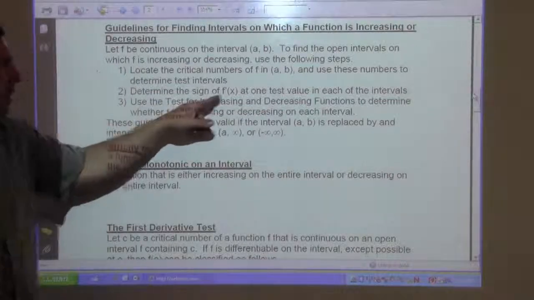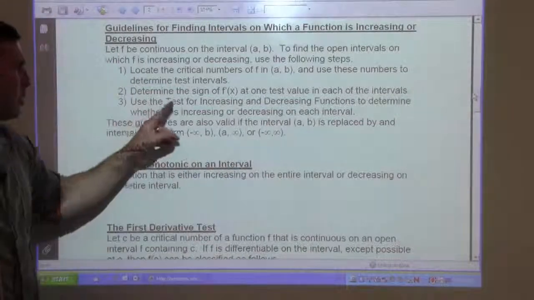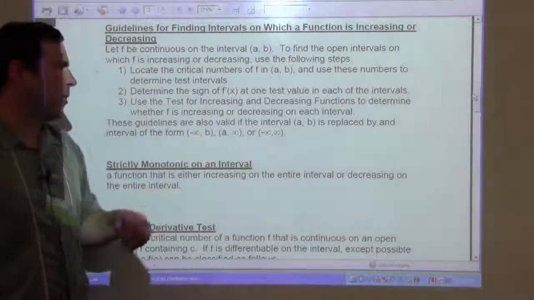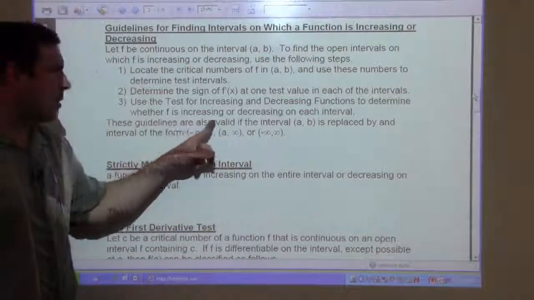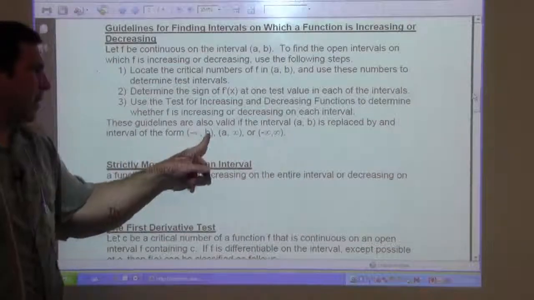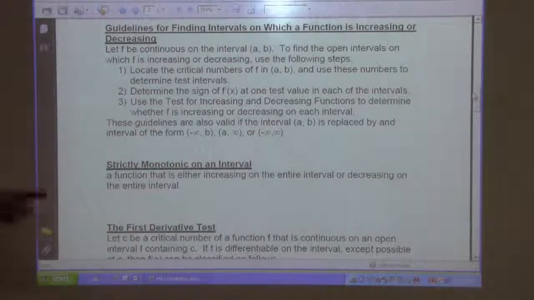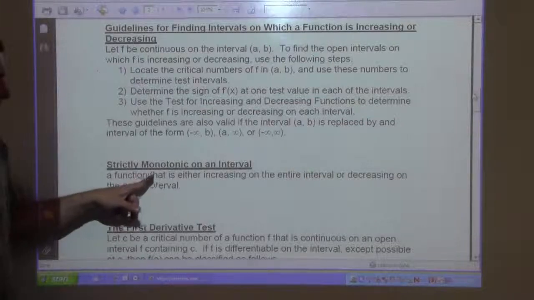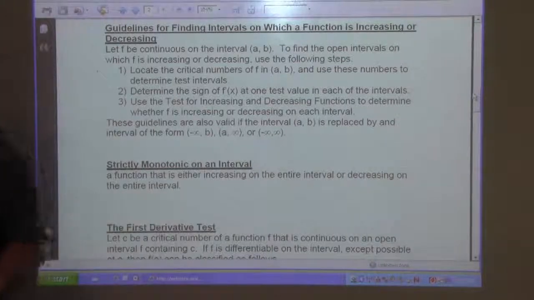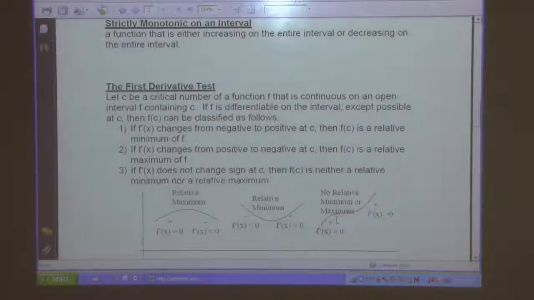Determine the sign of f prime of x at one test value in each of the intervals, and use the test for increasing and decreasing functions to determine whether f is increasing or decreasing on each interval. These guidelines are also valid if the interval a to b is replaced by an interval of the form negative infinity to b, a to infinity, or negative infinity to infinity. Now, strictly monotonic on an interval describes a function that is either increasing or decreasing on the entire interval. Monotonic. I've never known how it's actually pronounced, but I call it monotonic.